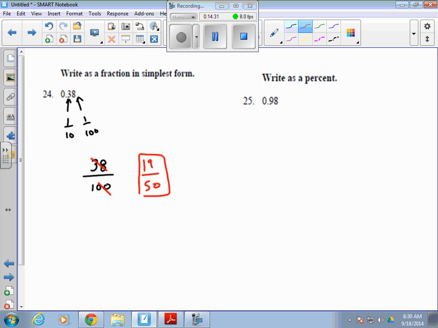Write 0.98 as a percent. Again, that's the hundredths place. Percent means per 100. So all you have to do for this one is move the decimal 1 time, 2 times, and make it say 98%.